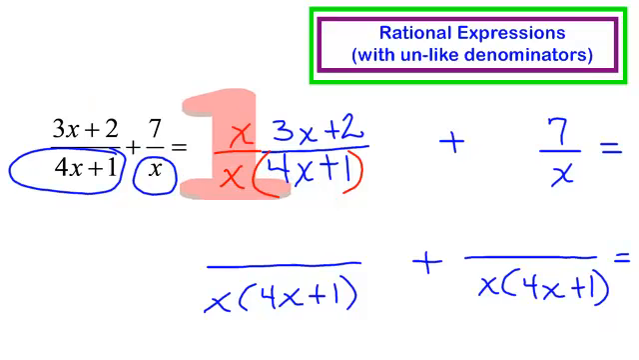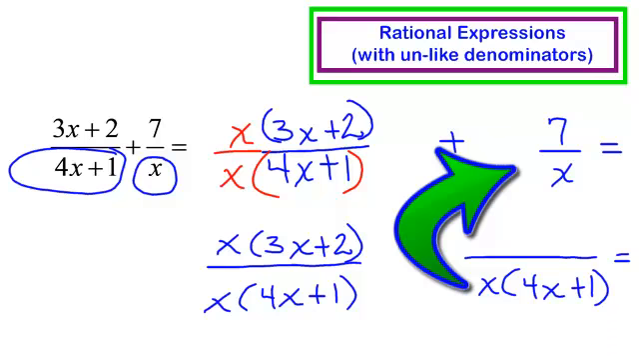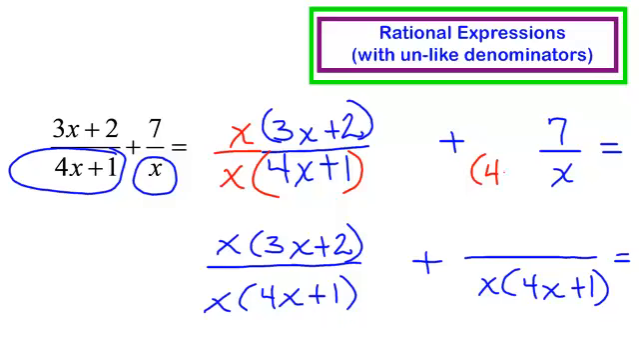And we know x over x is 1. So, my new numerator will be x times 3x plus 2. I will do distributive property on that in just a bit. In my second fraction, I had x. I now have x times 4x plus 1. So I will multiply the numerator and the denominator by 4x plus 1. So my numerator now is 7 times 4x plus 1.